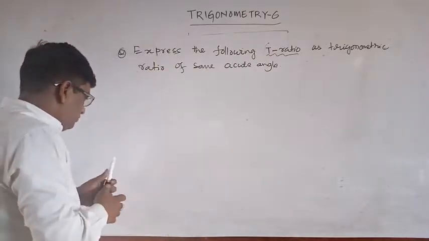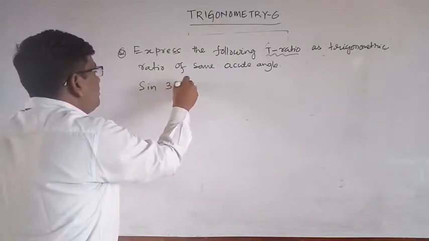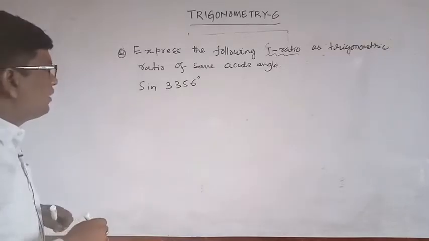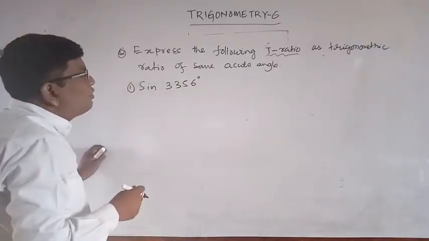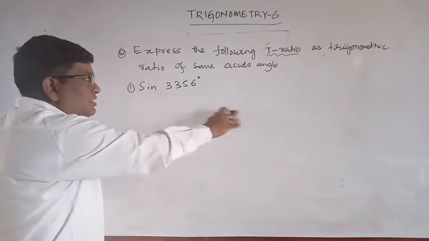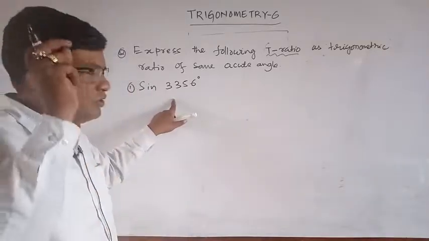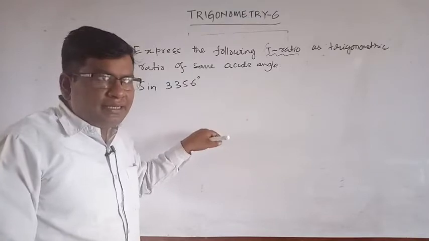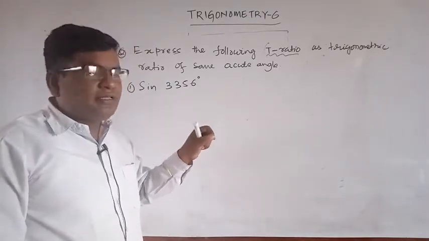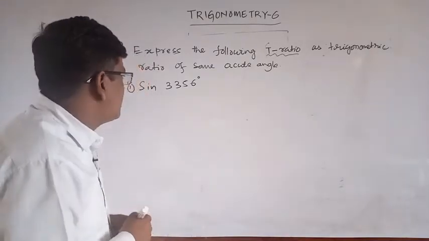So number one is sin 3356 degree. Acute angle means less than 90 and greater than 0. This is greater than 90, so this is not acute. This can be done in three methods: either divide by 90 degree, or divide by 180 degree, or divide by 360 degree. Three methods this can be solved.